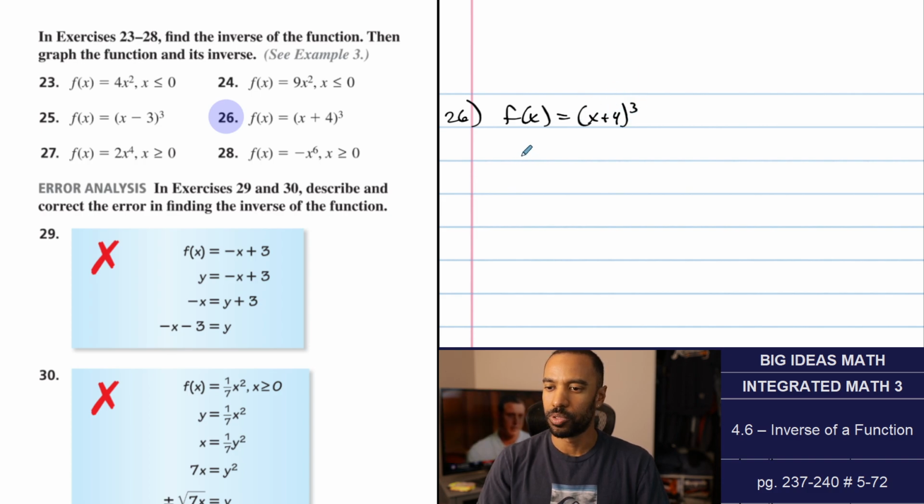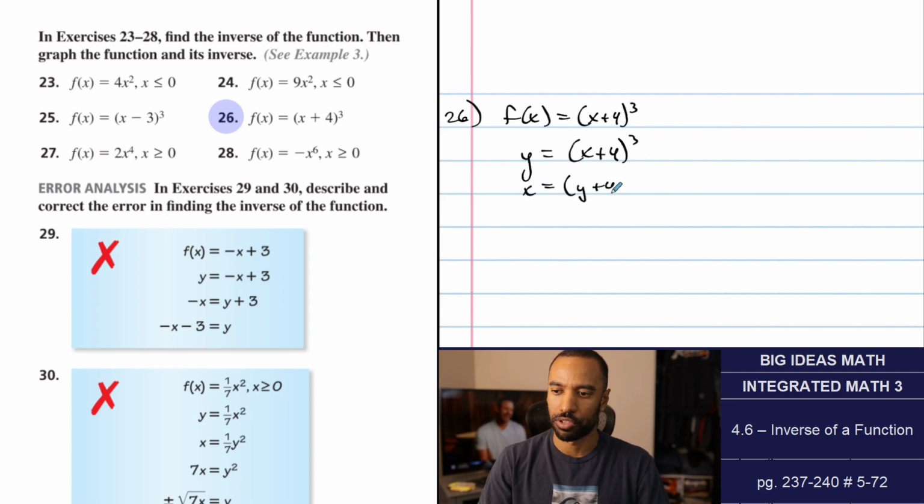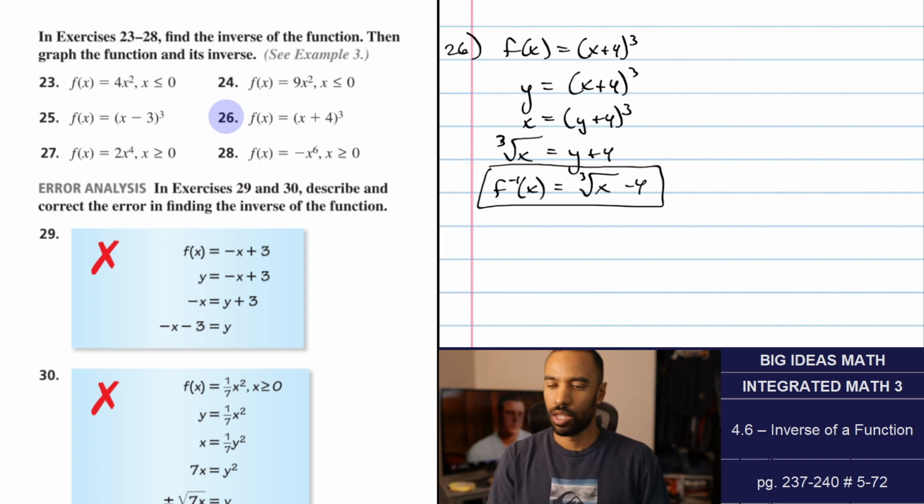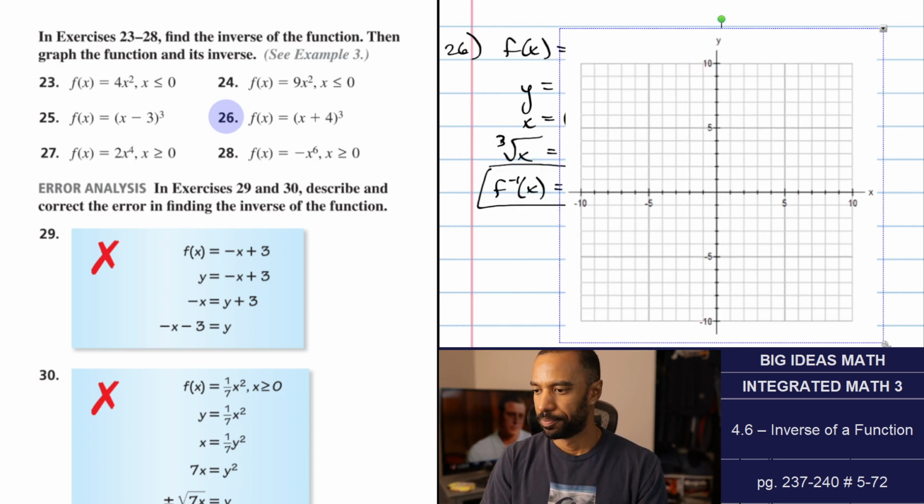Once again, cubed. Let's swap x and y after I write out the letter y. All right, x equals y plus 4 quantity cubed. We'll begin with the cube root again. So cube root of x equals y plus 4, and subtract 4 from both sides. Let's just go straight into that inverse notation. This equals cube root of x minus 4, with an all real number domain, all real number range. So we'll go straight into the graph from there.